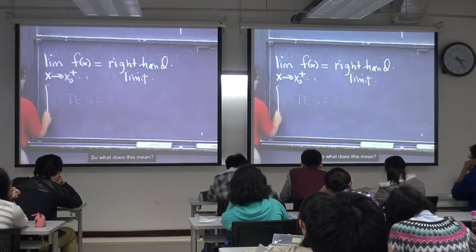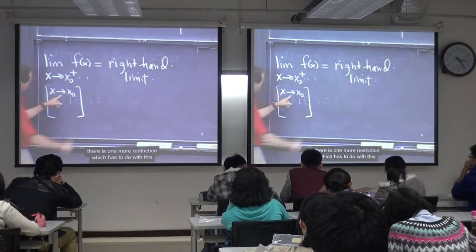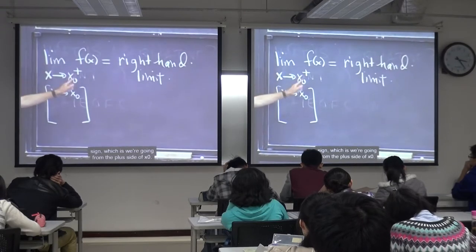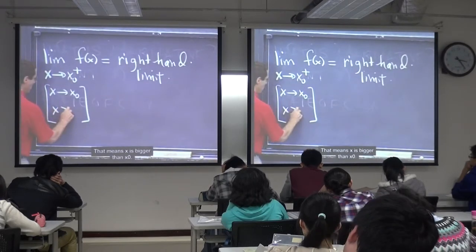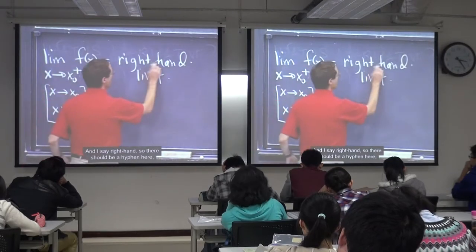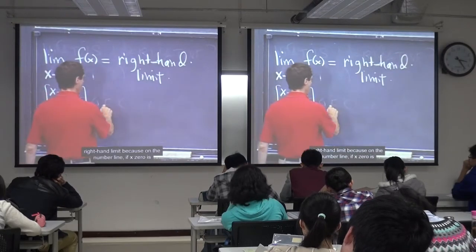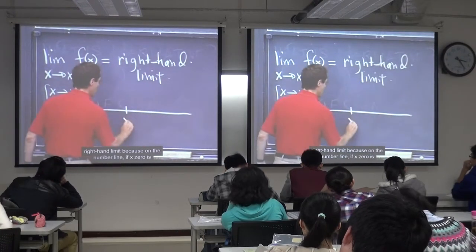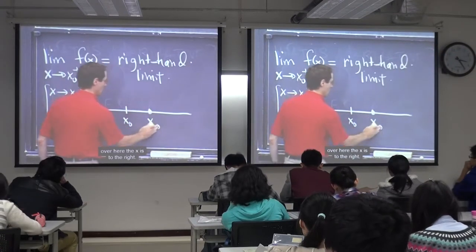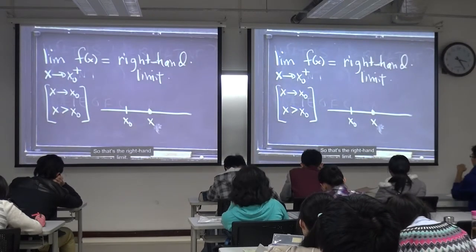So what does this mean? It means practically the same thing as x tends to x0, except there's one more restriction which has to do with this plus sign, which is we're going from the plus side of x0. That means x is bigger than x0. And I say right-hand limit, because on the number line, if x0 is over here, the x is to the right. All right, so that's the right-hand limit.